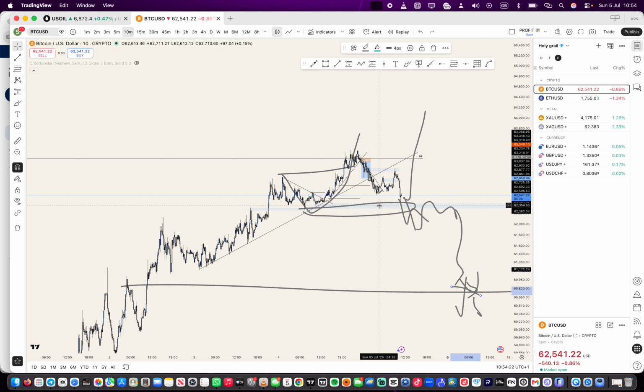That's the whole point of the trend line. So you'll be adding trend line as part of your confluence when you are trading. Trend line is very, very important. It's not something to ignore. So this is it for the trend line.